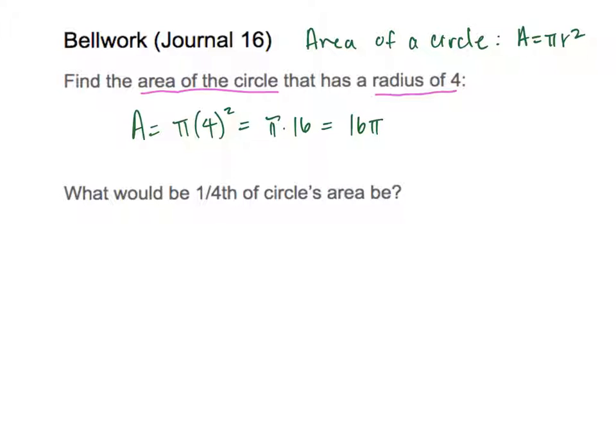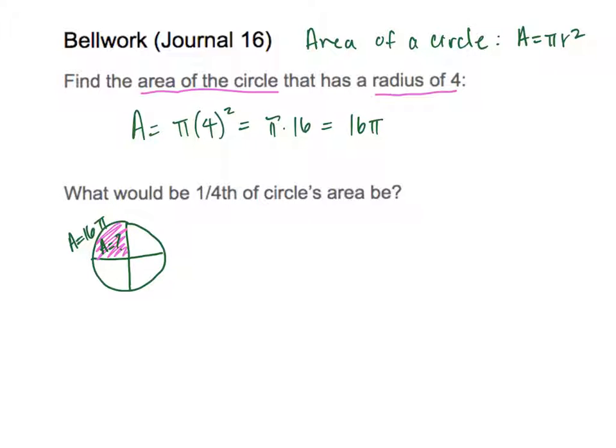And it's also asking, in the second question, what would be 1/4 of the circle's area? So if I had this circle, the area is 16 pi. Let me draw us a circle, that might be more helpful. So here's our circle, and the entire circle's area is 16 pi. It just wants to know what 1/4 of the portion would be. What is the area of this part, if you just wanted 1/4 of it?